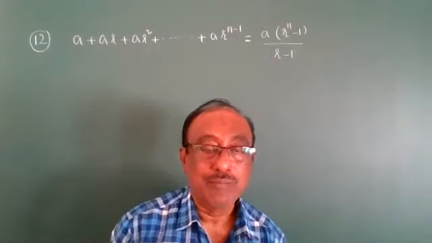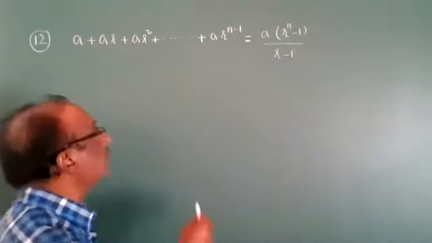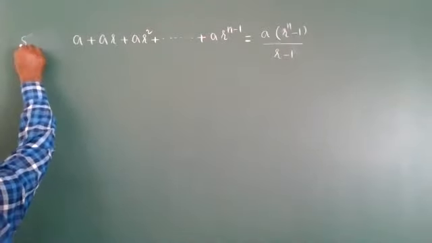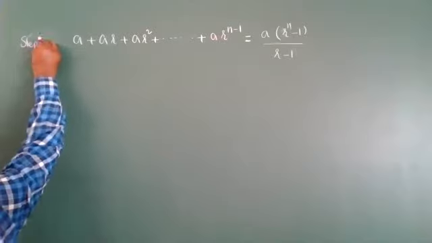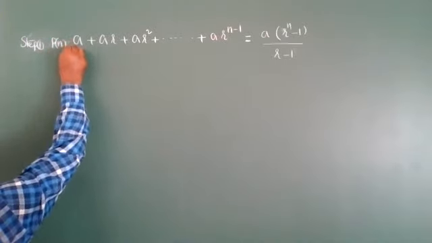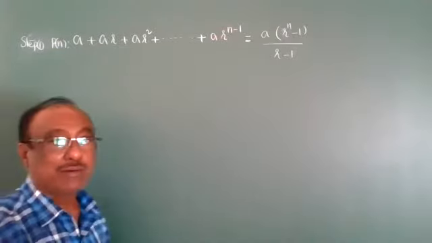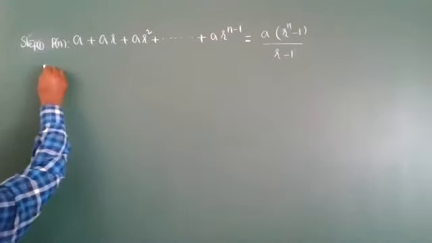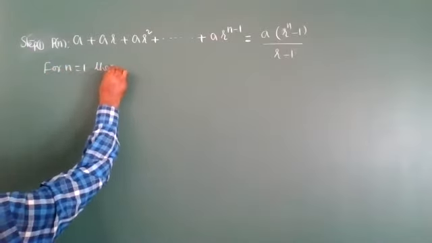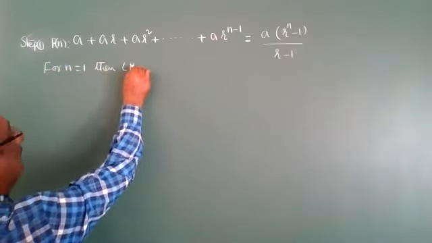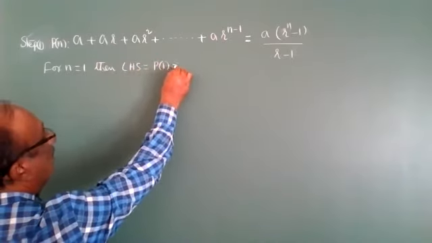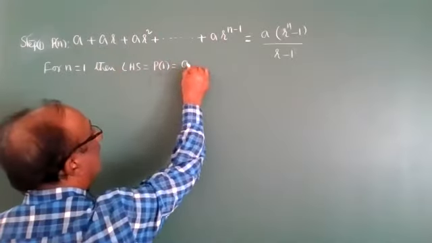Everyone, step one. First, write down the principle of step one. Principle of n numbers, write down. Step one, write down, everyone. So for n is equal to 1, then left hand side is equal to principle of one number. What is that? One number is only A.